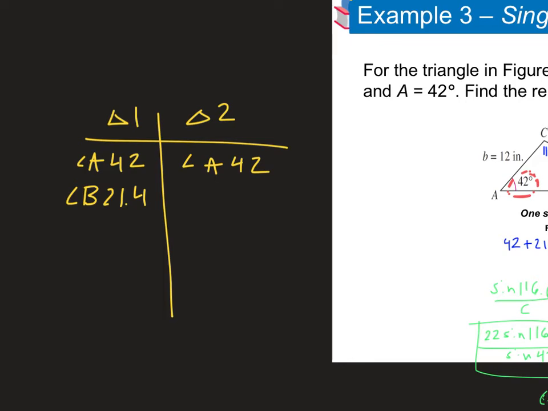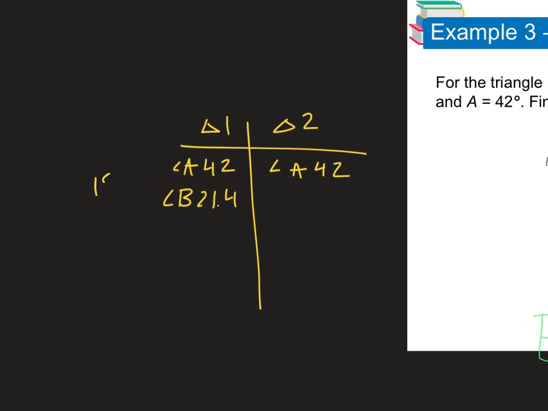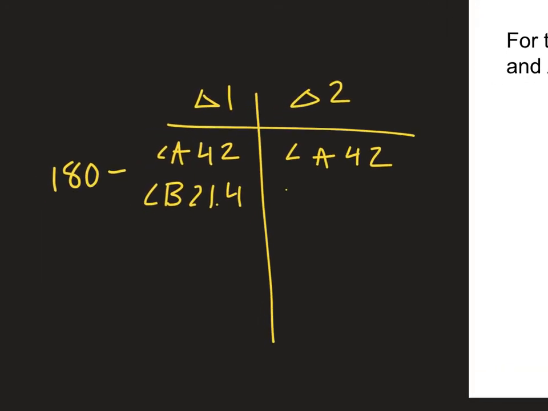Now in our possible triangle 2, we have to check for the supplement of B. So how do we find the supplement of an angle? 180 minus 21.4. So what's 180 minus 21.4? 158.6. Now we always have to check, if we add these two together, what do we get? If we add 42 plus 158.6.